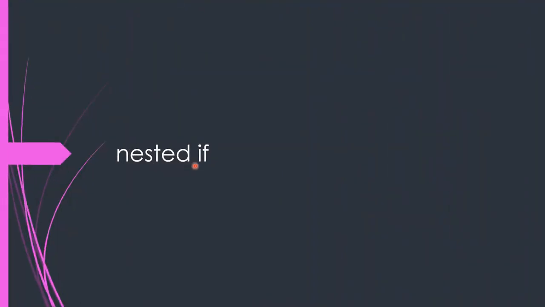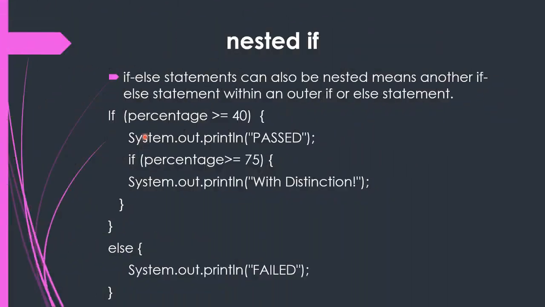Now let us talk about nested if. If else statements can also be nested, meaning another if else statement within an outer if or else statement. So in nested if we have an outer if else statement and another if else statement within this outer statement. Here you can see this example.